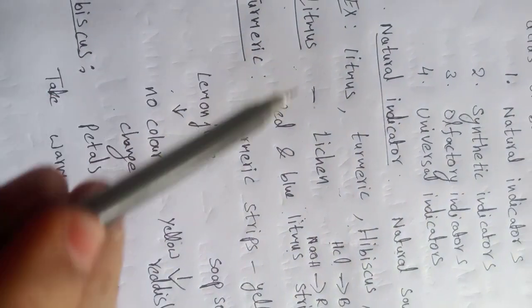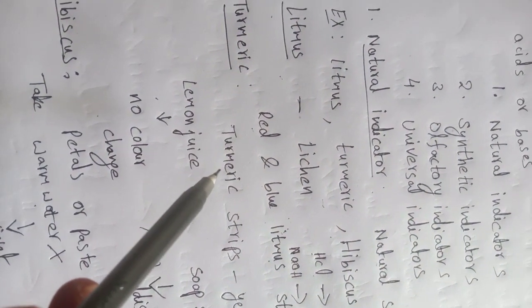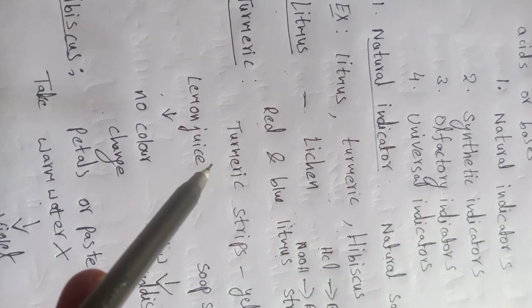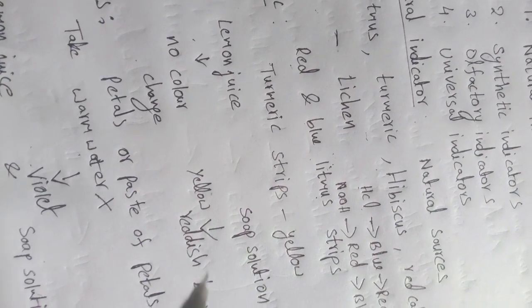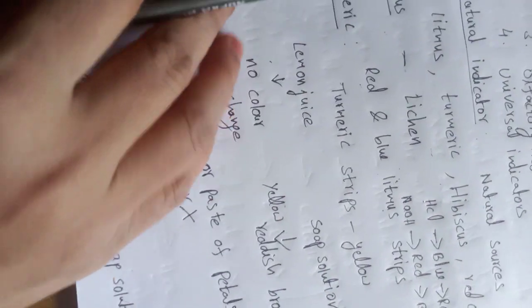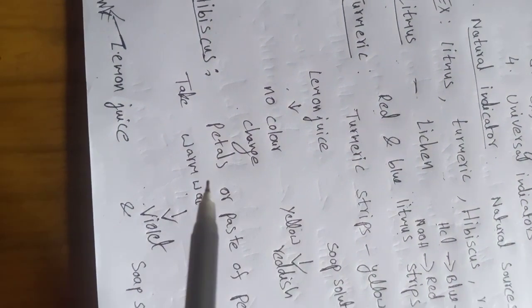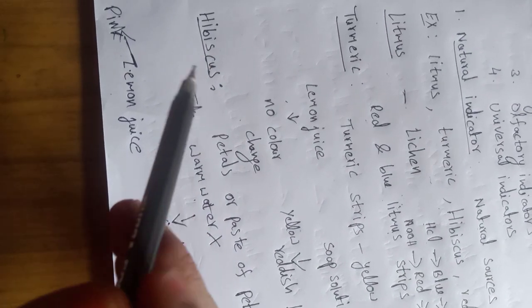Okay, turmeric. It will not show any color change with acids, and it turns reddish brown with bases. And hibiscus will be in violet color. With acids it turns to pink color, violet turns to pink, and with bases it turns to green color.